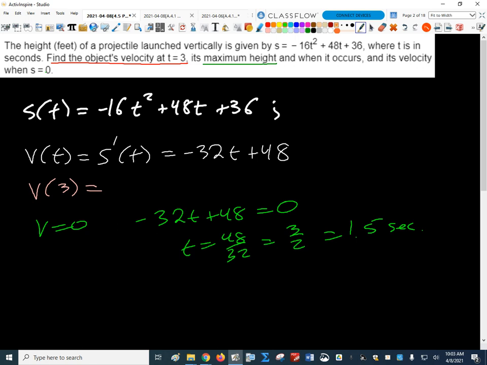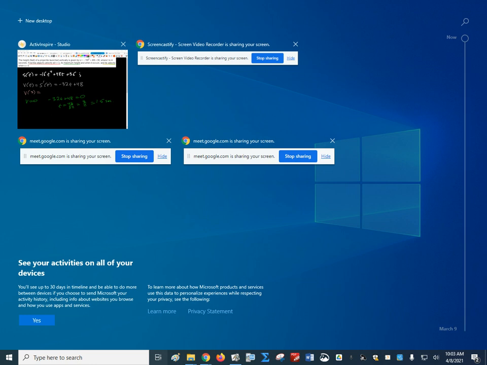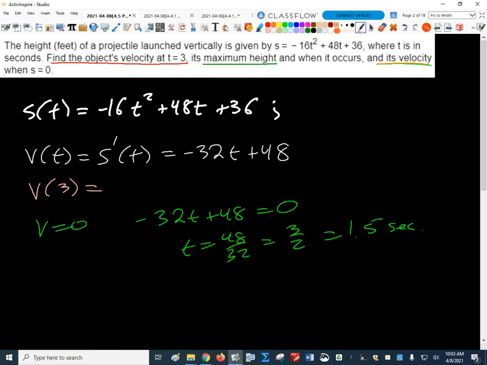Right, so this last one then, velocity when s equals 0. How do I do that? I don't know how. It's tricky. Okay, it's velocity when s equals 0. We're just going to set this function equal to 0 and solve, right? Okay, let's do that real quick.